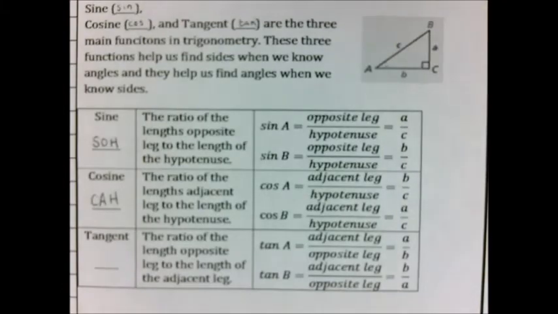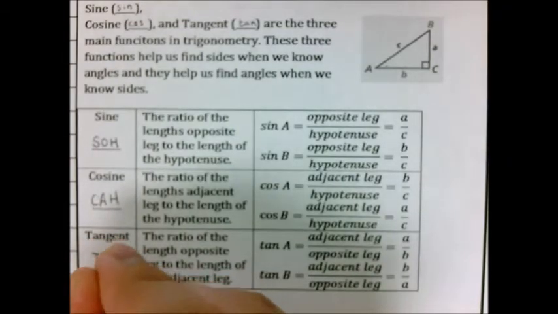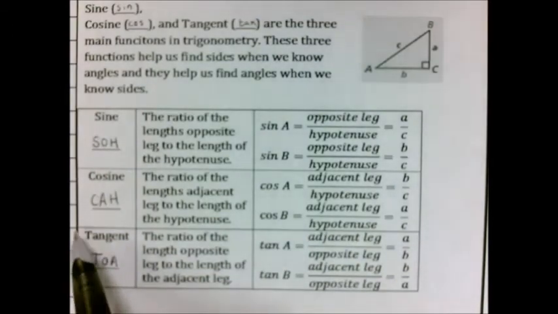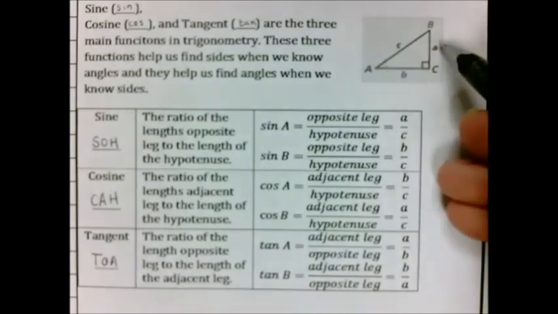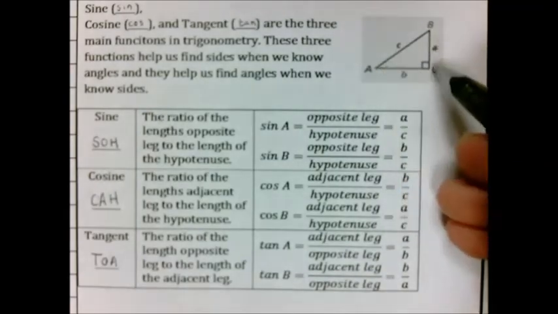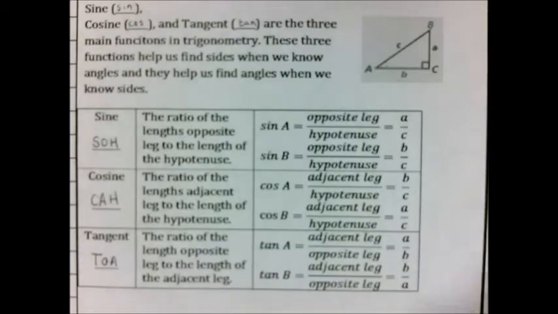And finally we have tangent. For tangent we use TOA, T-O-A. T standing for tangent, O opposite, A adjacent. So the tangent is the ratio of the length of the opposite leg to the length of the adjacent leg, or tan of A, opposite over adjacent, that'd be A over B. Or the tangent of B, again, opposite B over adjacent A, is how we take a look at that, okay? And I know this is a lot of really difficult information. I'd really highly encourage you to watch the video maybe a couple of times in this area and try to make sense of it.